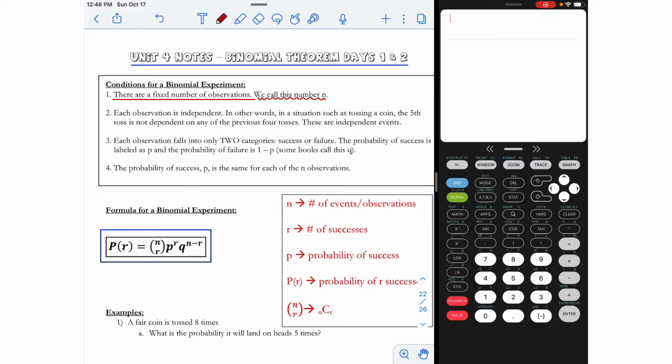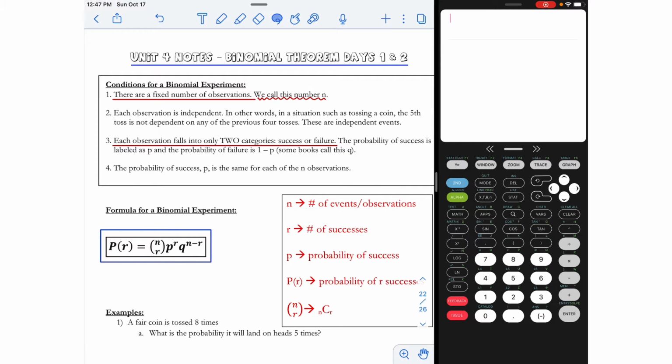And then this is the biggest. Each observation falls into only two categories, success or fail. So for example, if I want to get tails when I'm flipping a coin, then the success would be getting the tails, the fail would be getting the heads. And there's an example where a family is having a baby and it's either a boy or a girl. So if I'm trying to find the probability that it's a boy, then the success would be having a boy, the fail would be having a girl, etc., etc.